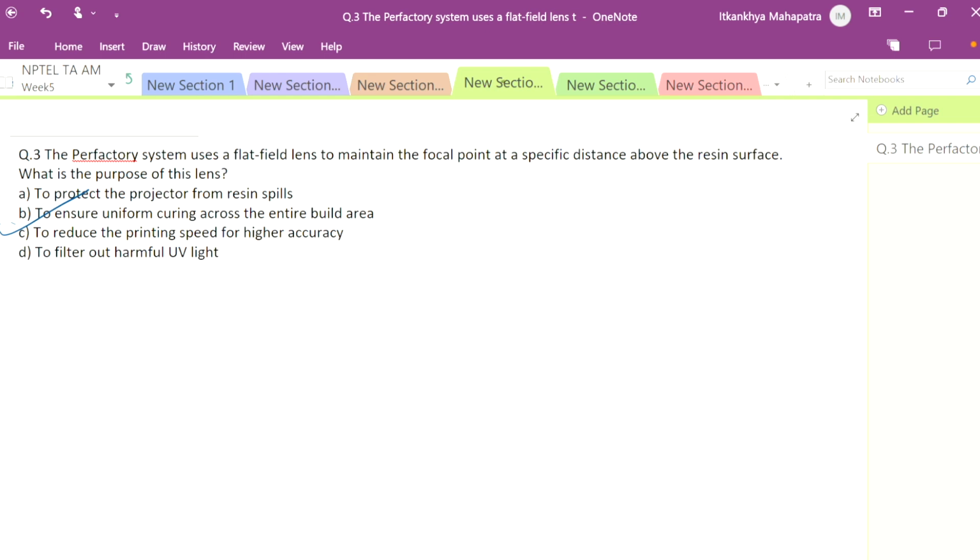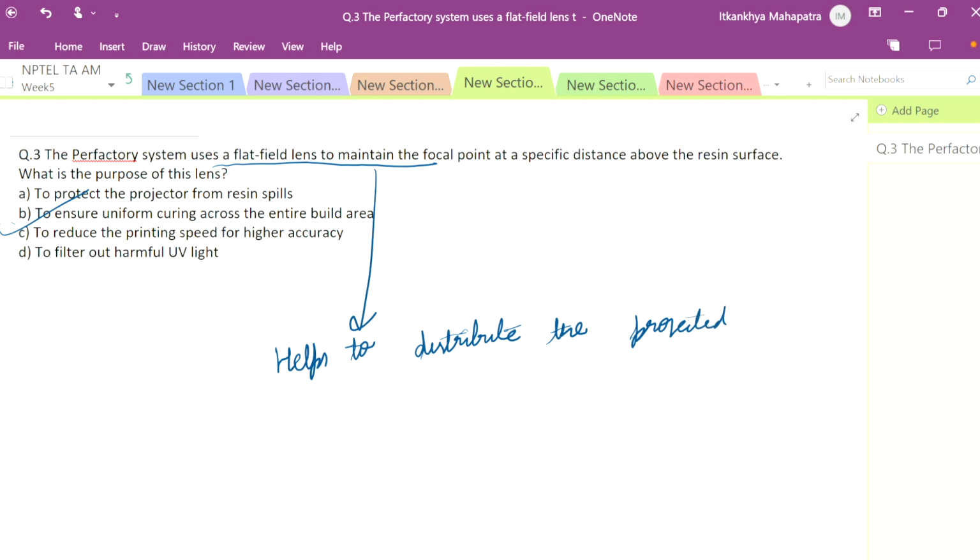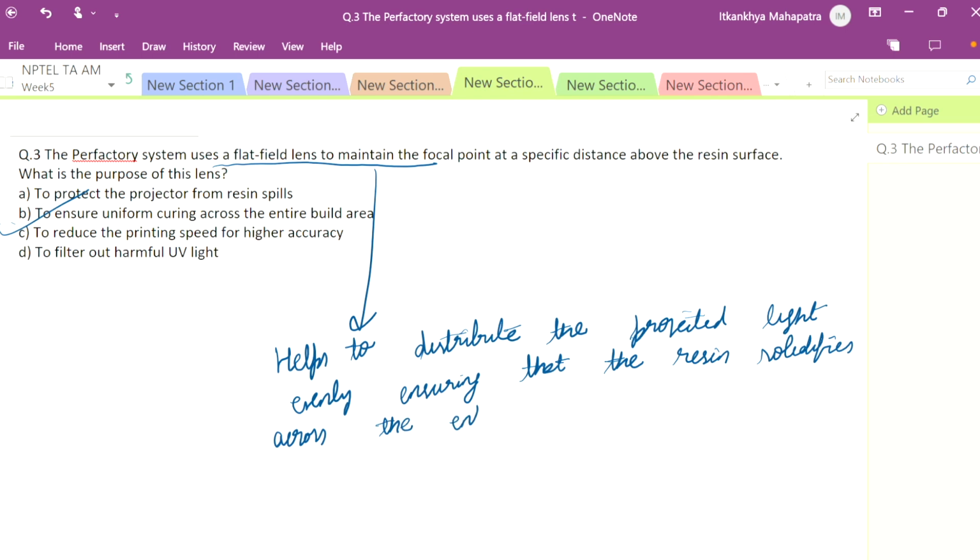This lens helps to distribute the projected light evenly, ensuring that the resin solidifies across the entire build area of the 3D printer.